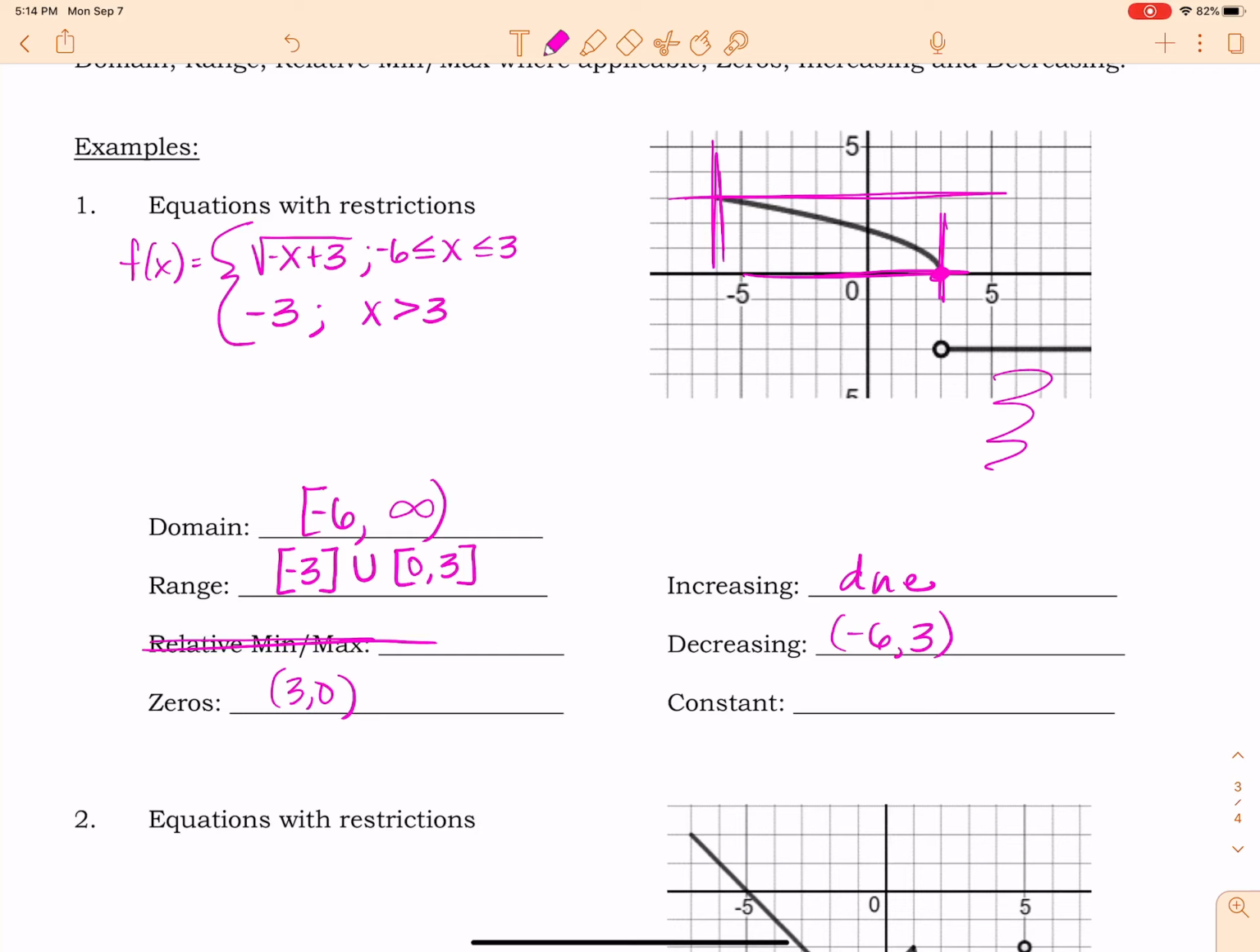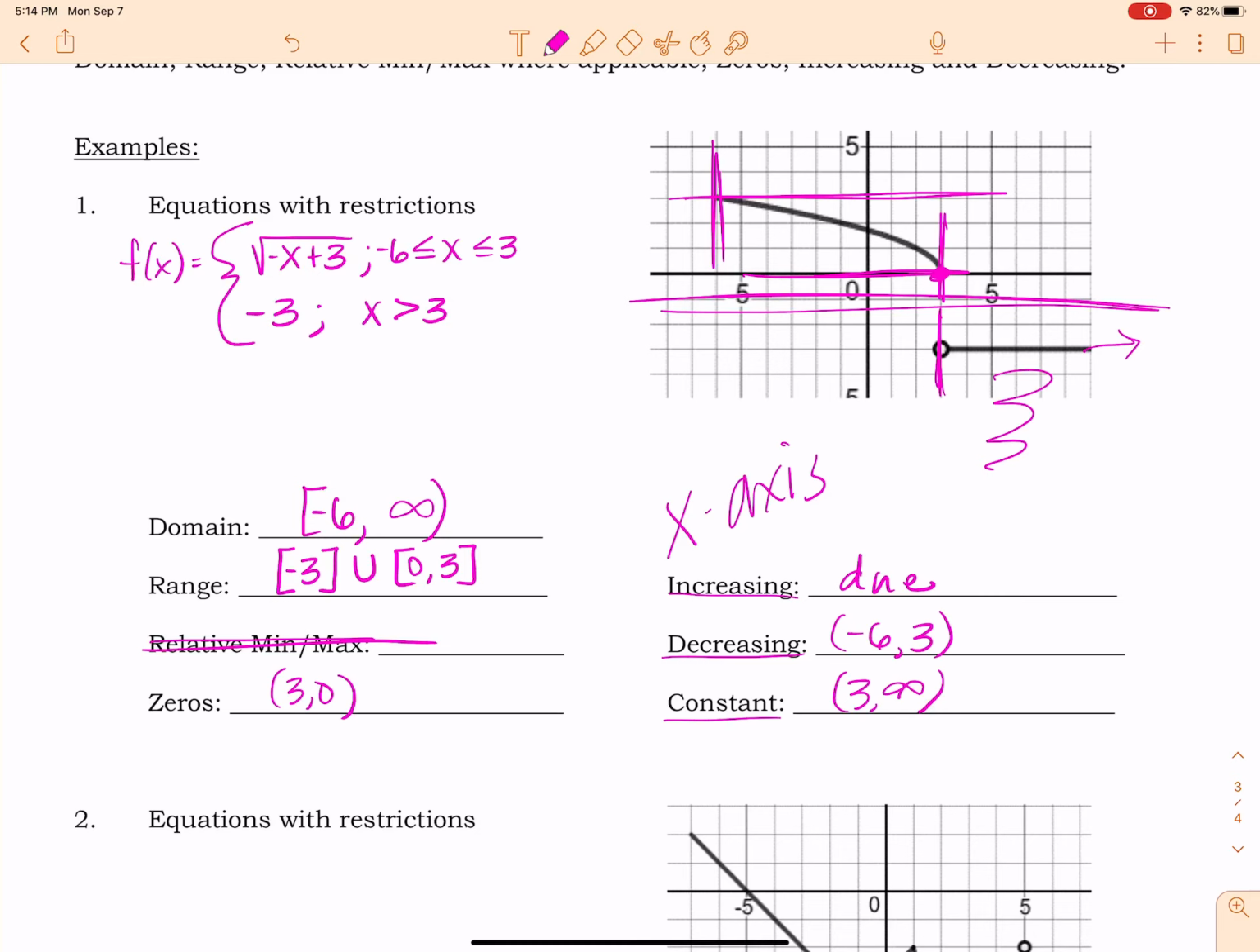All right, and where does it remain constant? It remains constant from 3 to positive infinity. Now remember, when I'm talking about decreasing, increasing, and constant, I always refer to the x-axis. So I'm just looking at this right here, right and left.